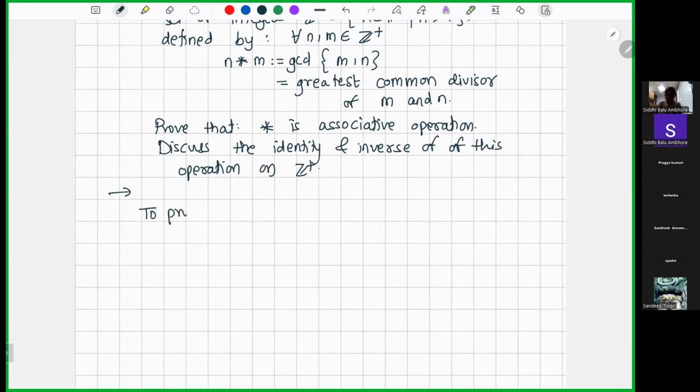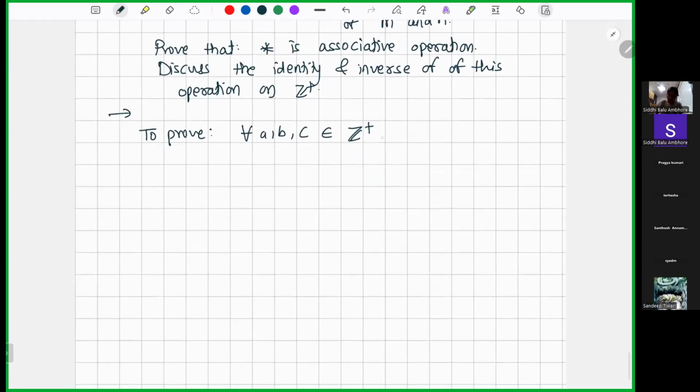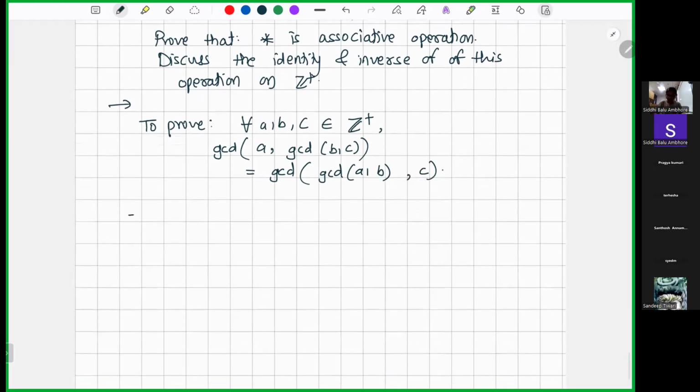That is, we have to prove that for all A, B, C in Z plus, I need to check whether GCD of A comma GCD of B and C is equal to GCD of GCD of A and B comma C. I hope you all know the definition of GCD.